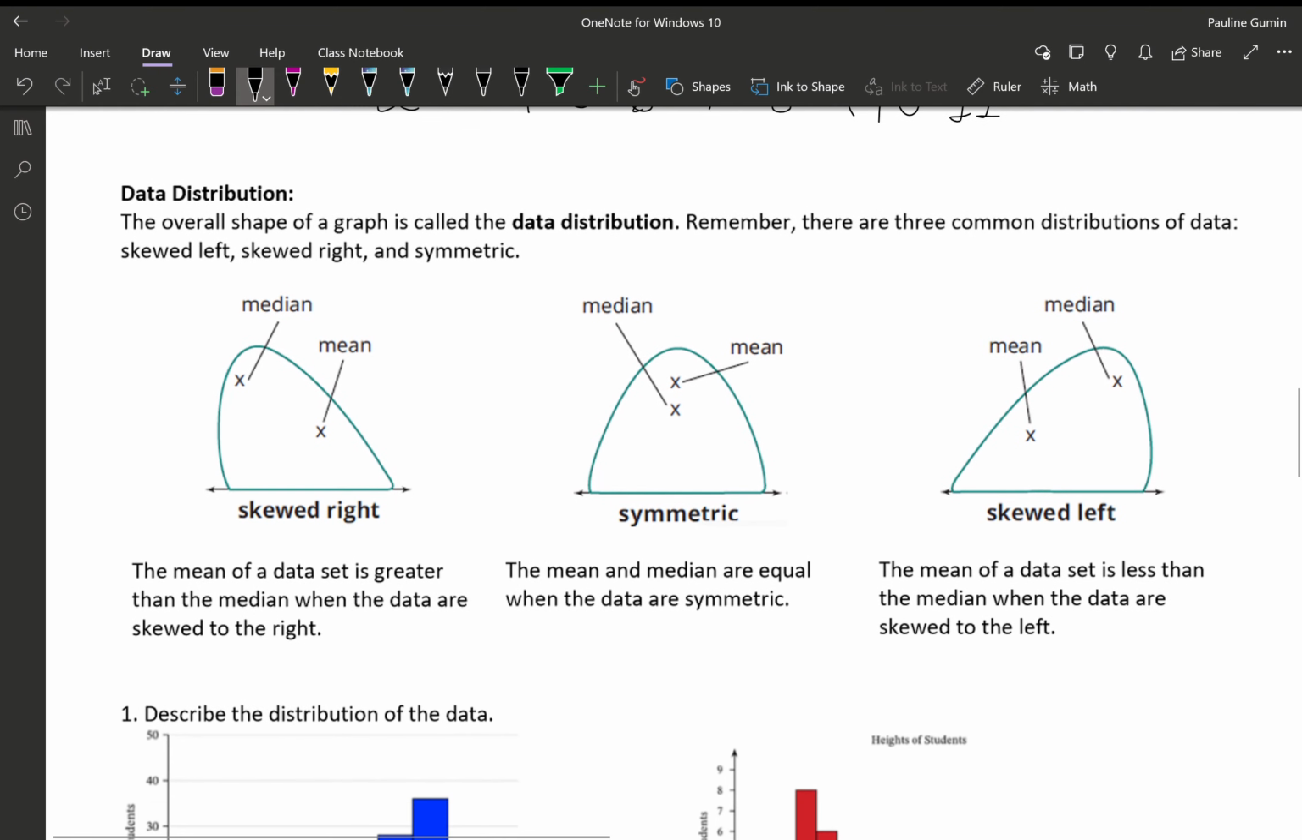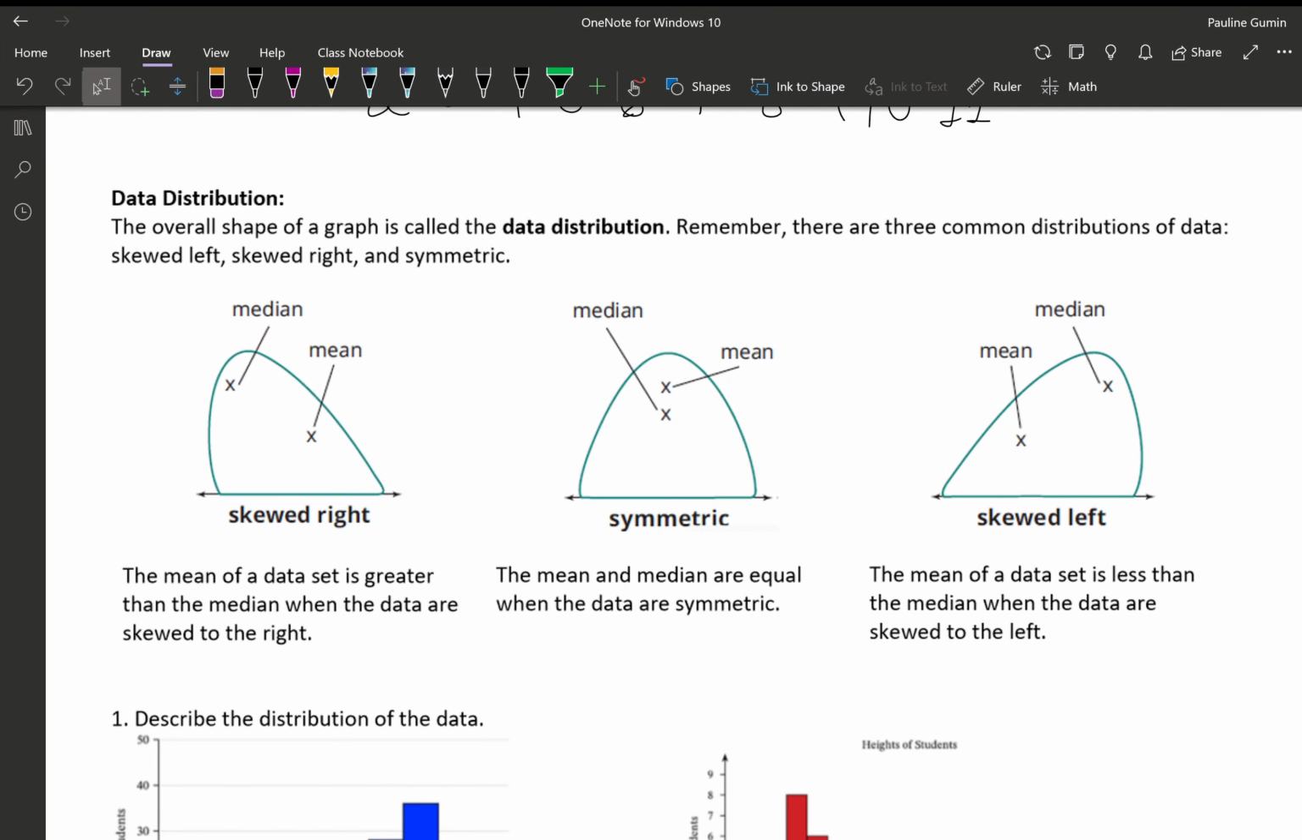All right. Next, we're talking about data distribution. The overall shape of a graph is called a data distribution. And when we're looking at graphs, what I'm talking about is a histogram or a dot plot. Remember that all 3 common distributions are skewed left, that means it's leaning left. Skewed right, that means leaning right. And symmetric, which is a perfect little mountain shape, I guess.